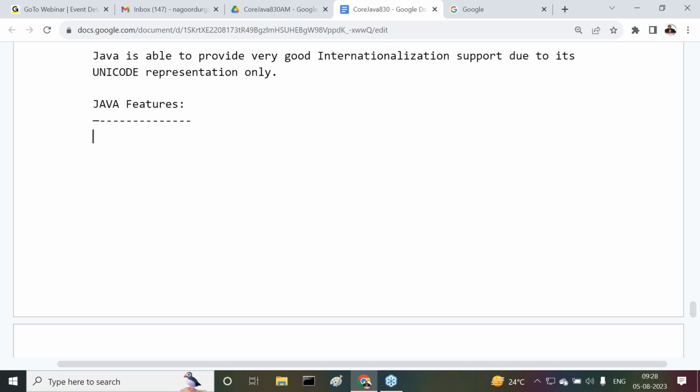C and C++ are static programming languages, but Java is a dynamic programming language. Next one, preprocessor is required in C and C++, but preprocessor is not required in Java. Next one, C and C++ are platform dependent programming languages, but Java is a platform independent programming language. Next one, pointers are required in C and C++, but pointers are not required in Java. Next one, multiple inheritance is not possible in Java, but it is possible in Python and C++.